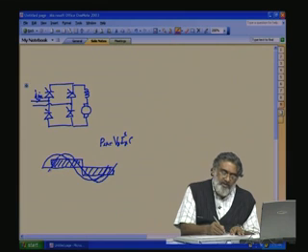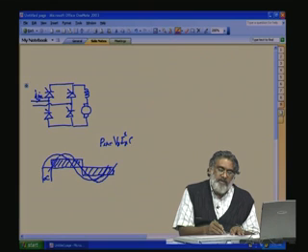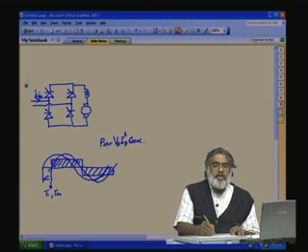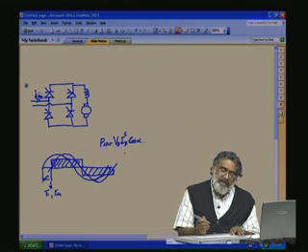Here, because the firing angle is initiated at alpha, current will start flowing through T1 and T2 at this point. At this point, T1 and T4 will be conducting. So, the fundamental current is displaced by alpha, so power will be proportional to cos alpha. As the firing angle increases, cos alpha will decrease, and there is a decrease in the power factor.